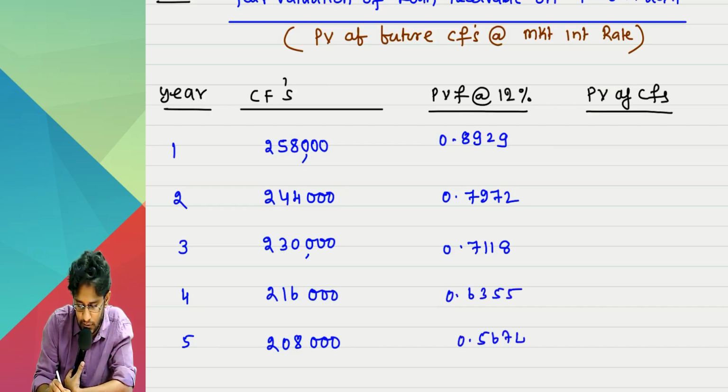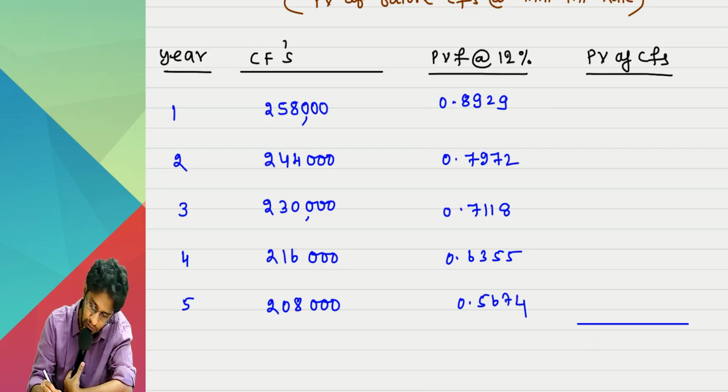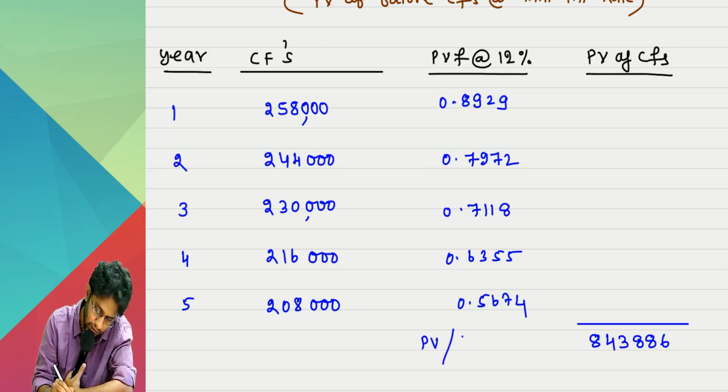711,863,55,56. Do this math. Tell me this total. 8 lakh 40. 88.6, okay. This is the present value, and this is also the fair value of the staff loan.